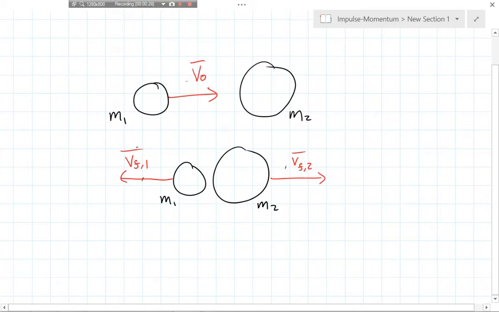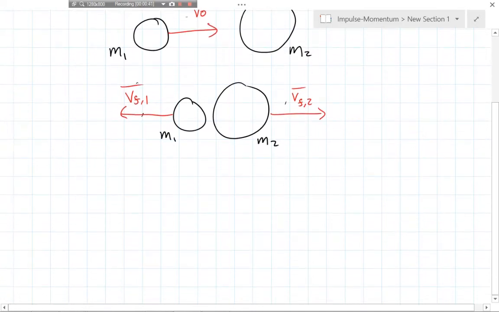So because this collision is an elastic collision, we have both conservation of momentum and conservation of energy. So we have two equations and we'll have two unknowns. So we need to start out by solving one of the equations for one of the unknowns in terms of the others. So I'm going to start out by looking at conservation of momentum.